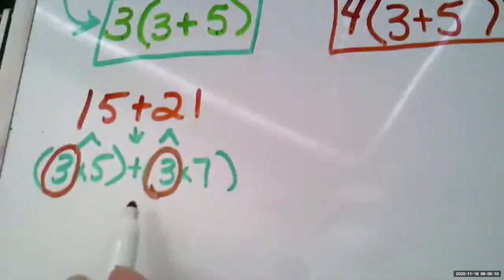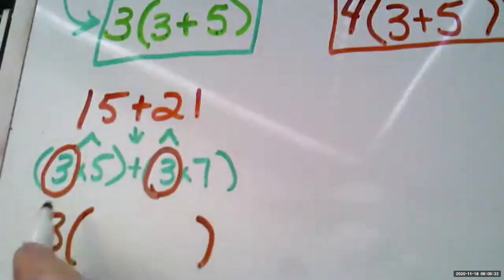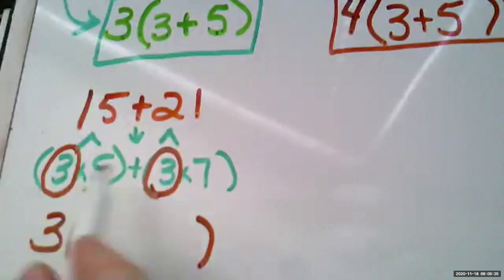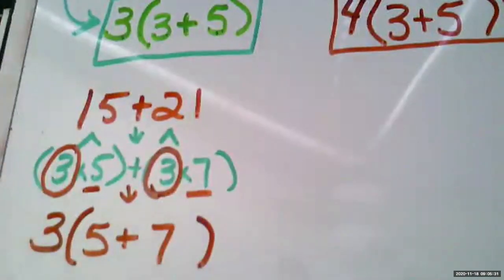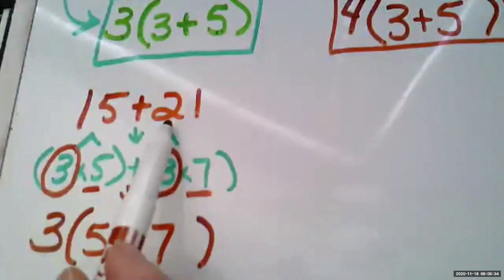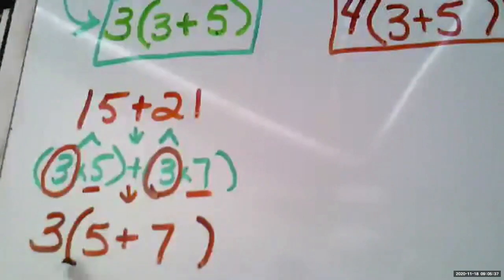Since they have a 3 in common, and we've been talking about common factors, greatest common factors, I'm going to distribute that 3. In other words, I'm going to take it out and distribute it to everything else inside the parentheses. I have a 5 left from the 15, a plus sign, and a 7 left from the 21. Therefore, 15 plus 21 written as the distributive property is 3 times 5 plus 7. To double check, 5 plus 7 is 12, and 12 times 3 is 36, same as 15 plus 21 equaling 36.